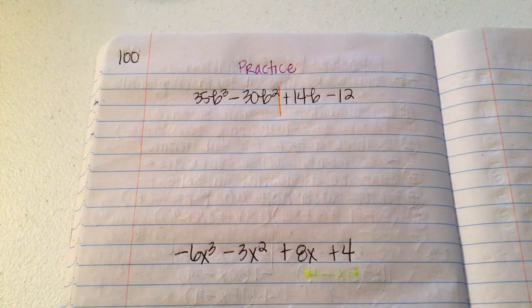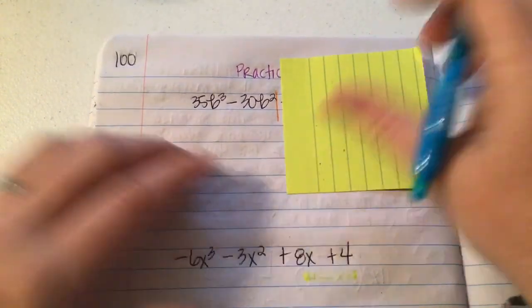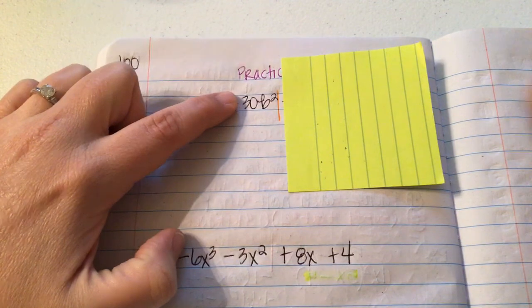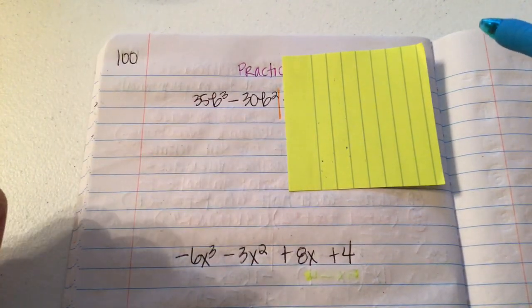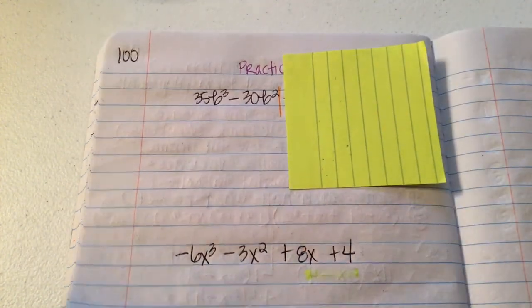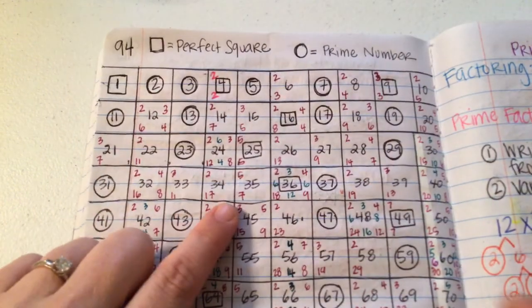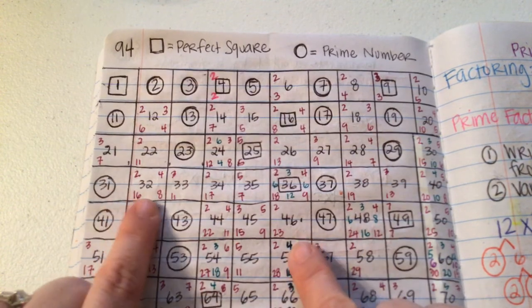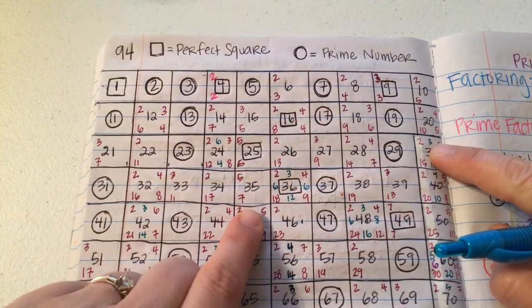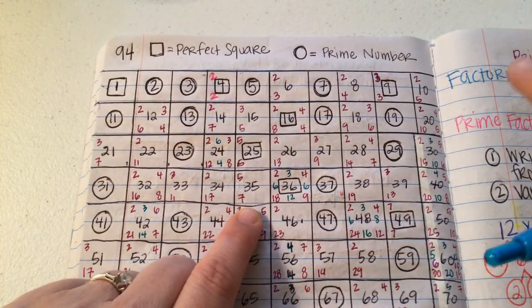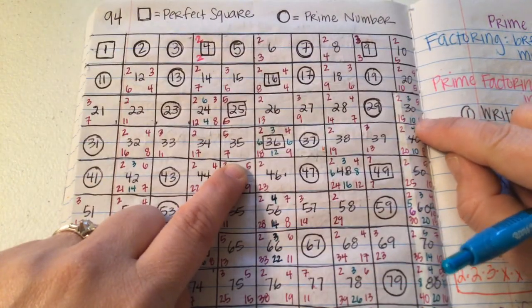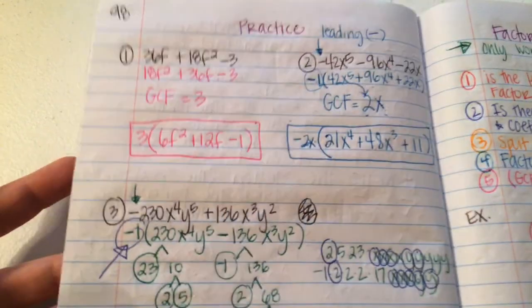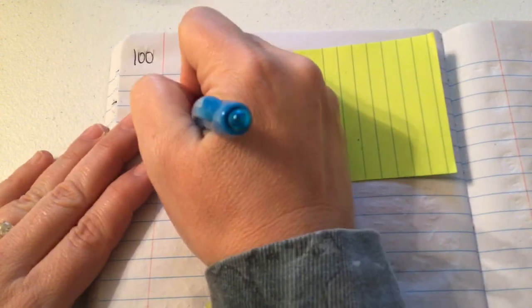My next step from splitting in half is to factor the front side. 35b to the third minus 30b squared. Those greatest common factors, I believe, are 5. Where are they? 30 and, what was it, 35? Yeah, 30 and 35. The greatest common factor is 5. So I'm going to take out a 5.